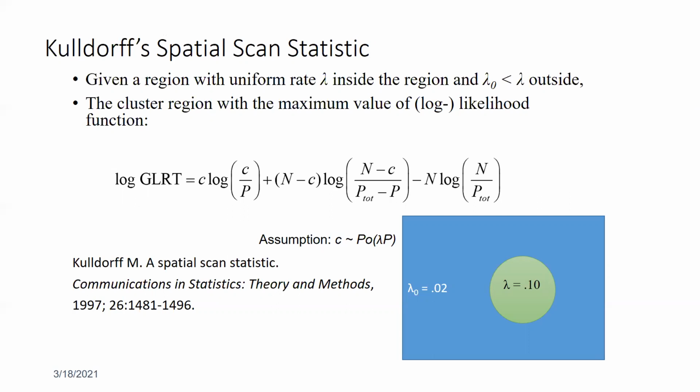The Kulldorff spatial scan statistic assumes that the counts, denoted by C, are generated by a Poisson distribution with mean proportional to lambda times the population, which is P here. Here lambda is the disease rate, for example, the COVID-19 rate or the death rate, or the expected ratio of the counts to the population. Lambda can be estimated by using the maximum likelihood.